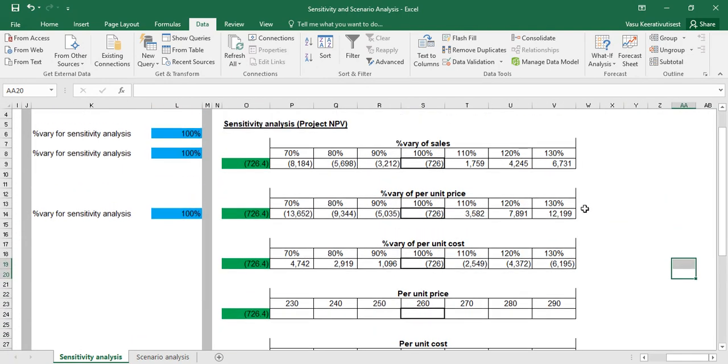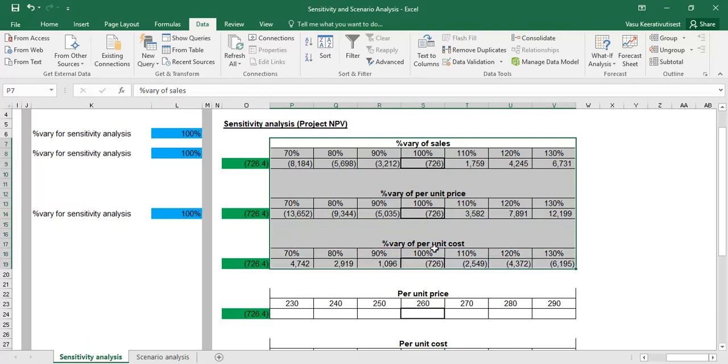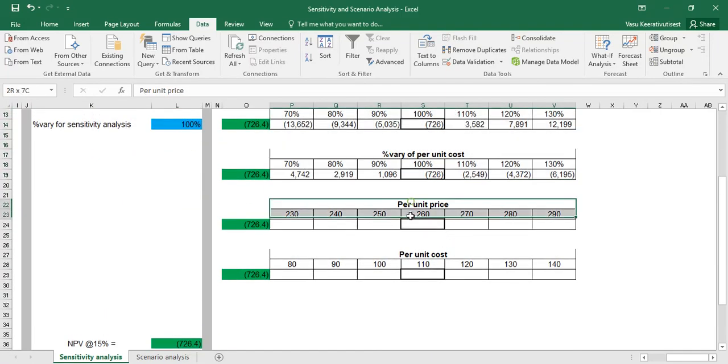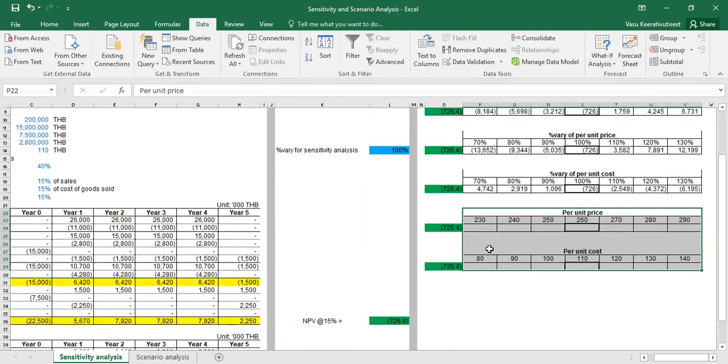You can see that in terms of unit price, if the price increases, the NPV is getting better. But in terms of unit cost, if the cost is lower, the NPV is getting better. So for the first three tables we vary in terms of percent, but for the two following tables we will vary in terms of Thai baht.